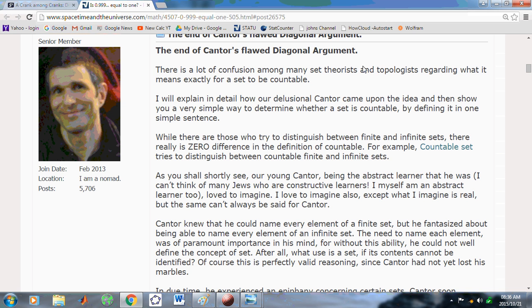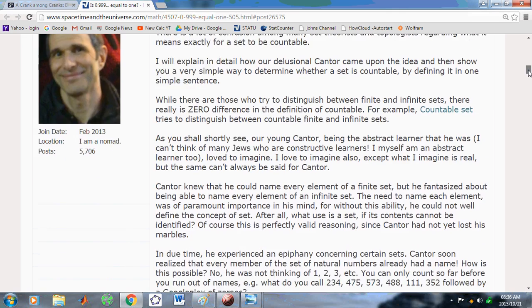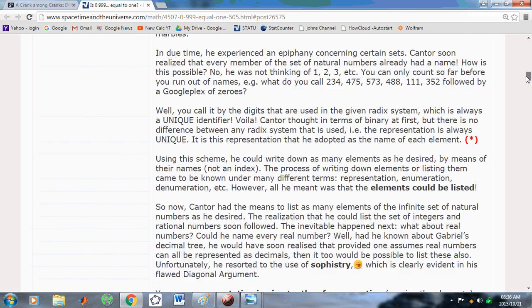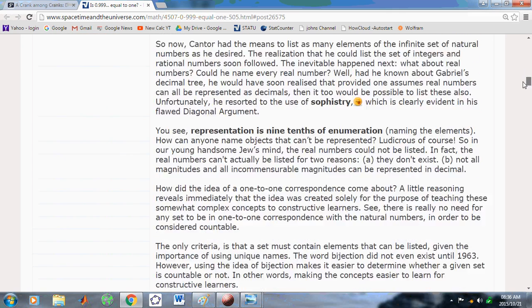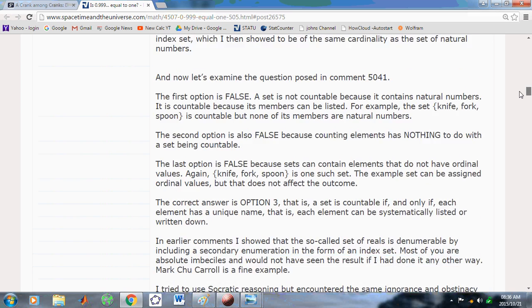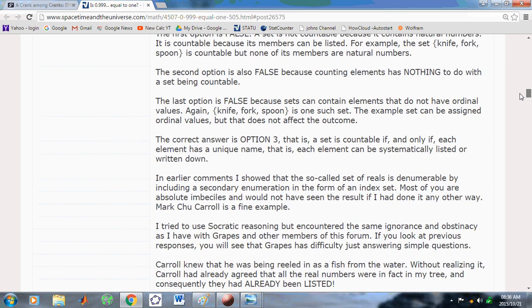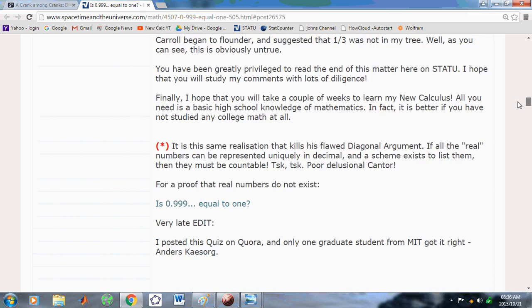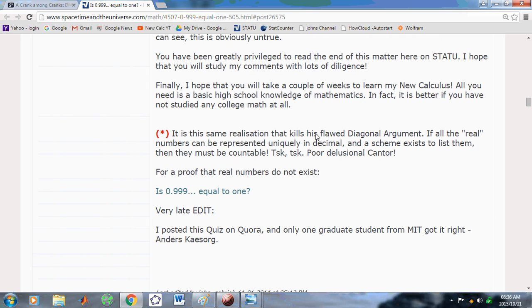There's a lot of confusion among set theorists and topologists regarding what it means exactly for a set to be countable. And I'll go ahead and explain here why those choices that are not right are wrong, and show you why option 3 is the correct choice, okay? So let me go back to this diagram over here.